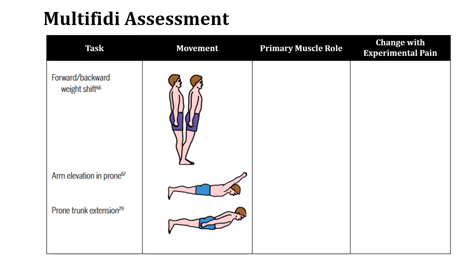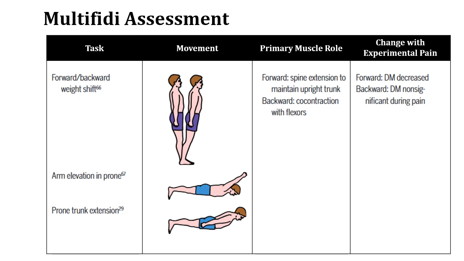When we look at additional tasks that are not as simple as just raising the arm, at least in standing, we have the forward and backwards weight shift. The predominant role here is that as the spine moves forward, the spinal extensors are activated to maintain the upright trunk, and backwards we get a co-contraction with the flexors, again stiffening the spine to maintain balance. In the presence of experimental pain with the forward lean, there's a decrease and a delay in the deep multifidi. And then with the backwards sway, there's less of a significant change. They still act in a co-contractive fashion with the flexors.